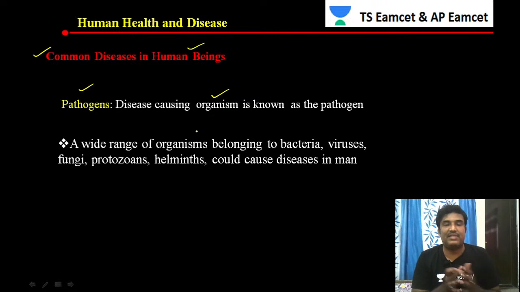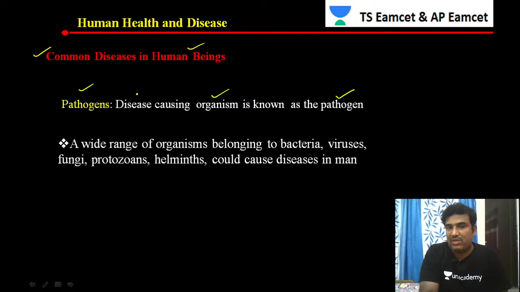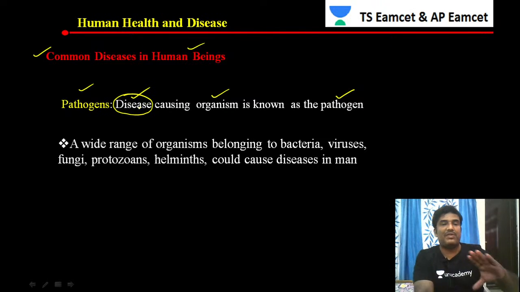Just now we were discussing the same thing. The pathogen can be a bacterium, a virus, a protozoan, or a fungus. So it is a disease causing organism, and a disease causing organism is known as a pathogen. On our human body and skin we have lakhs of bacteria, but they don't cause any diseases. They are called normal flora.